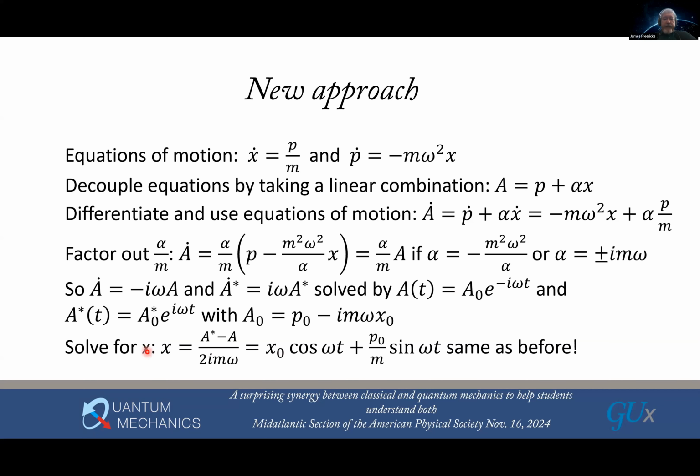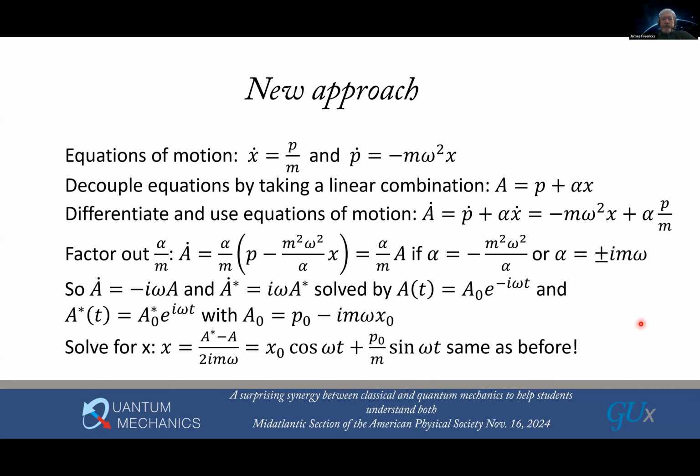Now, if we want to find x, we just solve for x. In order to solve for x, we have to take A star and subtract A from it. So A star is P plus i m omega x, and A is P minus i m omega x. If I take the difference and divide by 2 i m omega, I will get x. And it's a fairly simple algebraic exercise using this A0 to find that you get x0 cosine omega t plus P0 over m sine omega t, exactly the same as before.